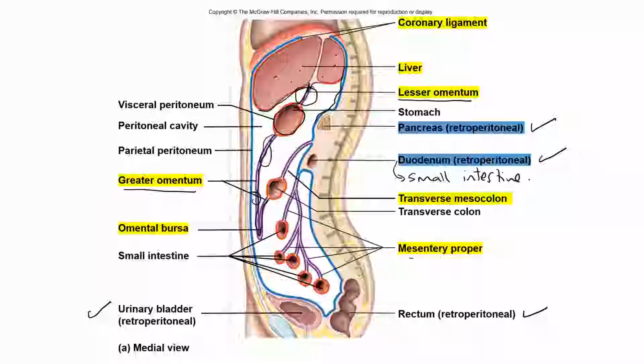The mesentery proper are the peritoneal membranes that attach the small intestines to the walls of the abdominopelvic cavity. On the other hand, the mesocolon are the sheets of mesentery that attach the large intestines to the walls of the abdominopelvic cavity.